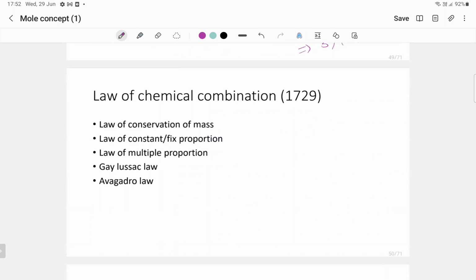Important topic, law of chemical combination. That is what you were taught in your school today. I think in your 9th standard or 10th standard you have already come across the word law of chemical combinations. You have already studied about 2 laws. What is the first law? That is constant or fixed proportion. So what are the rest? Law of multiple proportion, Gay-Lussac law, Avogadro law. Any idea?